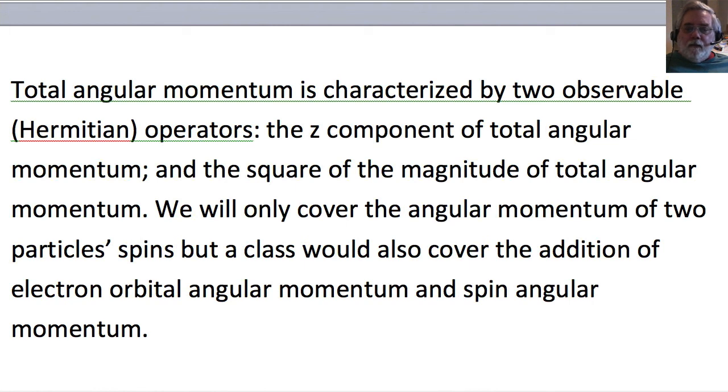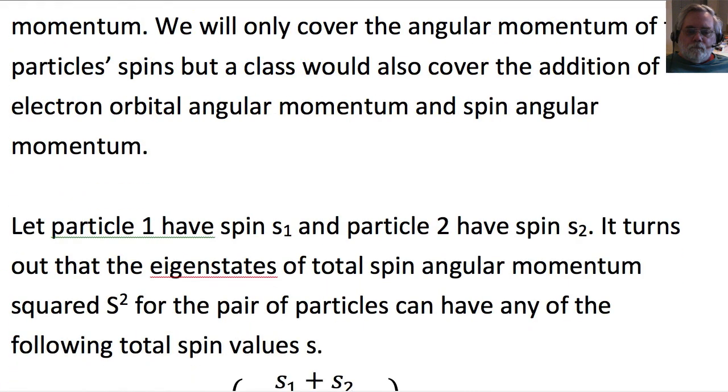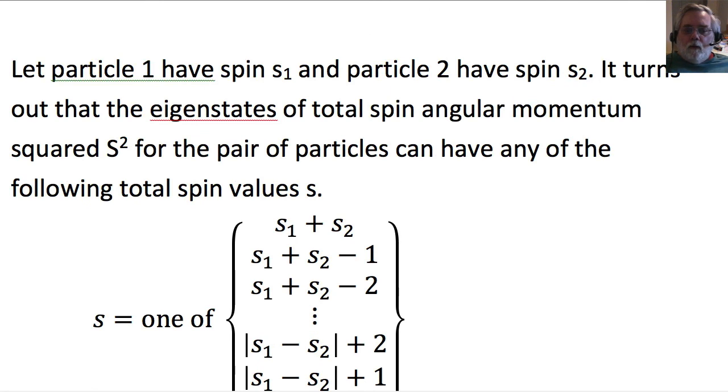Total angular momentum is characterized by two observable Hermitian operators: the z component of total angular momentum and the square of the magnitude of total angular momentum. Now we're only going to cover the angular momentum of two particles' spins, but a class or a book would also cover the addition of electron orbital angular momentum and spin angular momentum. Let particle 1 have spin S1. So it's a spin 1/2 particle or a spin 1 particle or whatever. And particle 2 have spin S2.